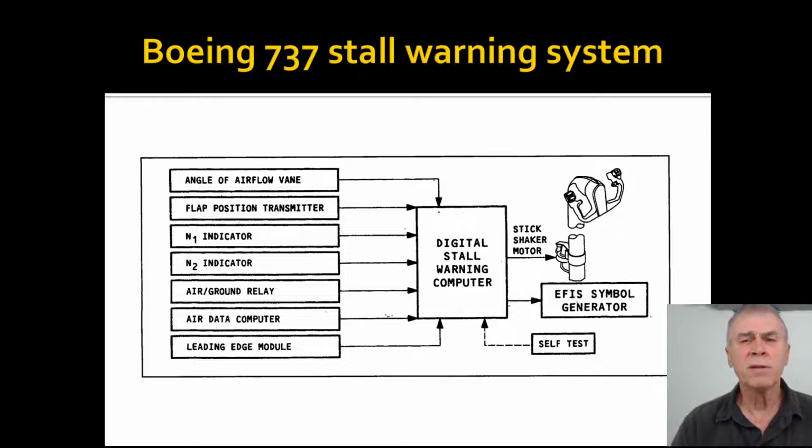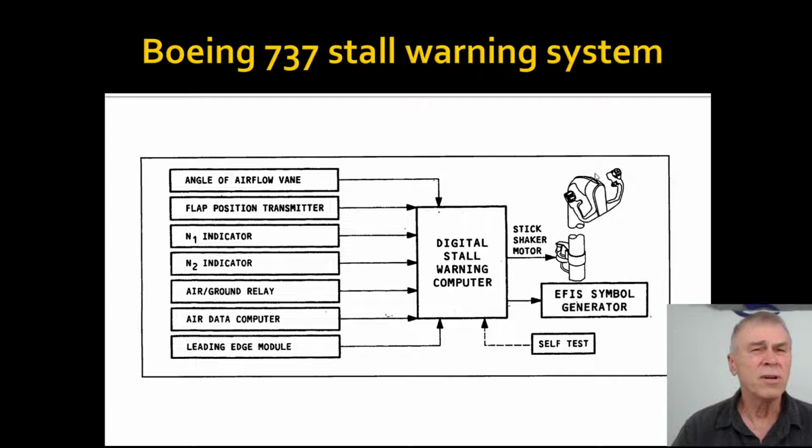737, the most common aircraft, its warning system. You can see how a stick shaker works. It's basically hooked to the column of the yoke, and it's a little motor that's got an eccentric cam attached to it, which in effect, as it circles, it's shaking the motor. It's shaking the shaft.